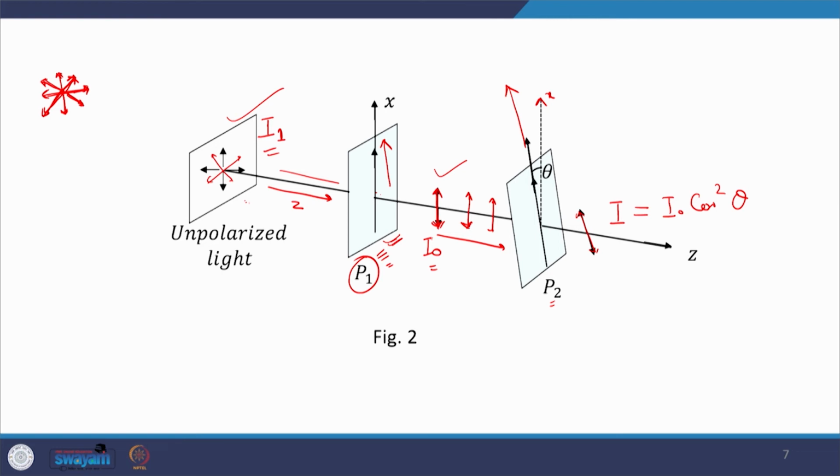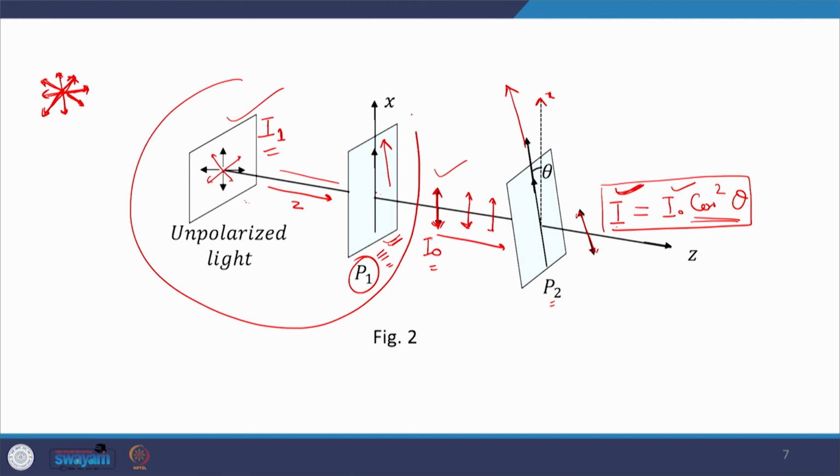But how? Because Malus law says that if the incident intensity is I naught, then the output intensity I would be related to I naught through this term cos square theta, where theta is the angle of rotation of the polarization, or theta is the angle between the polarizer's pass axes. But here we do not have two polarizers.